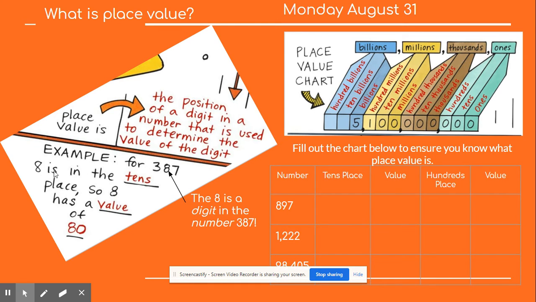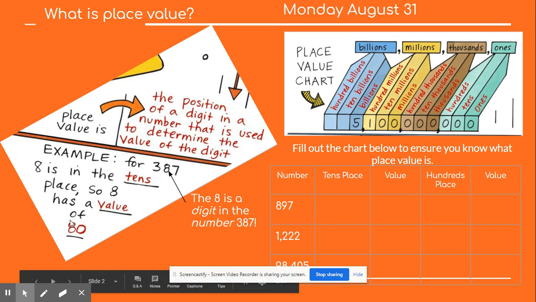So the place value here, if I look at the 8, okay, what place value, or where is this 8 located? Well, if I look at my chart, either here or the one that we copied down, I know that the 8 is located in the tens place, okay? So I know that 8 has a value of 80 or 8 tens, okay?